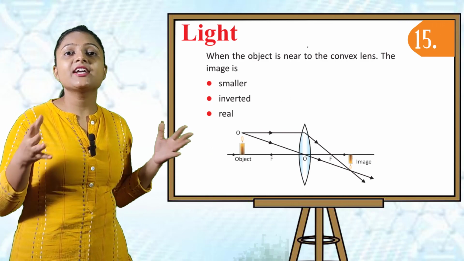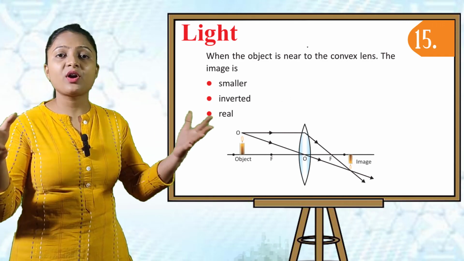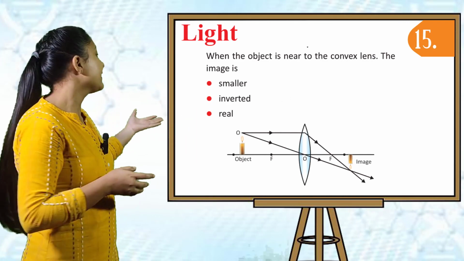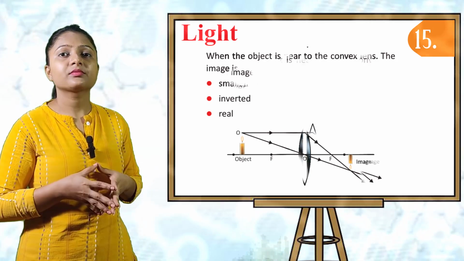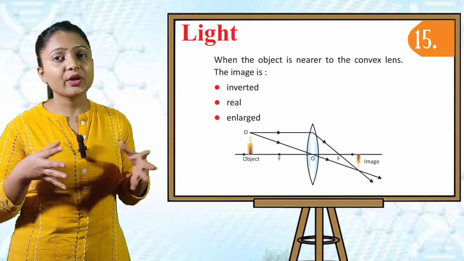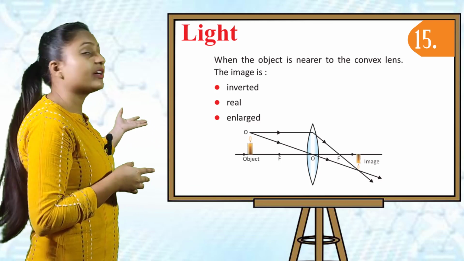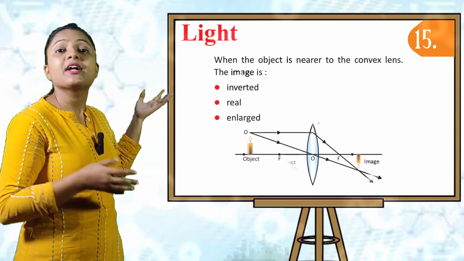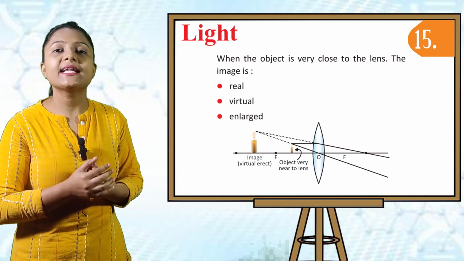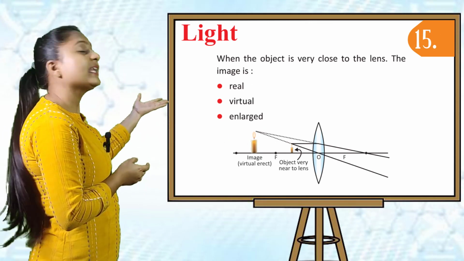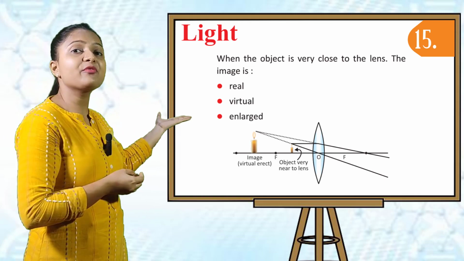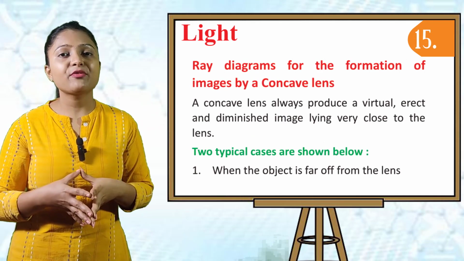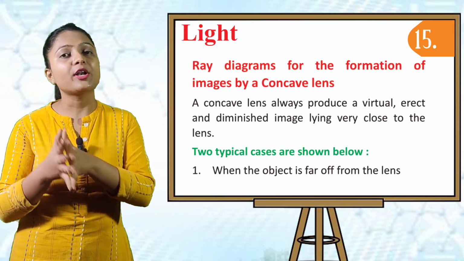When the object is near to the convex lens, the image is smaller, inverted, real. And here is the ray diagram. When the object is nearer to the convex lens, the image is inverted, real, enlarged. Here is the ray diagram. When the object is very close to the lens, the image is virtual, enlarged, and here is the ray diagram for that.